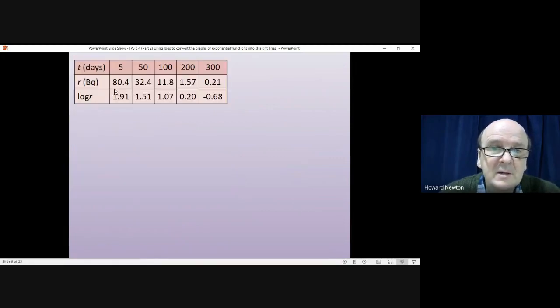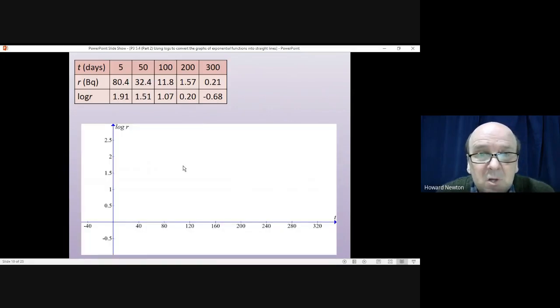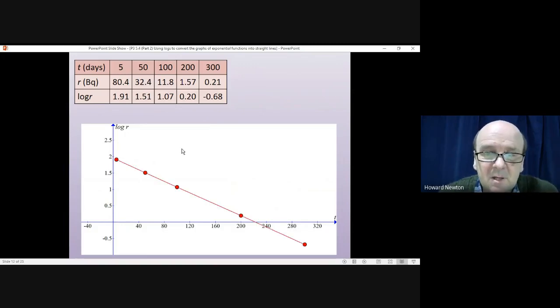Once you've done that, we'll be plotting the values of T on the x-axis and the values of log R on the y-axis. So you'll need to choose a scale which is sensible, something like that would do, that makes sure that you can draw all the points, and certainly that includes the y-axis, because we'll be needing to estimate the y-intercept. Plotting the points would give us something like that. Drawing a line of best fit will give us something like that.